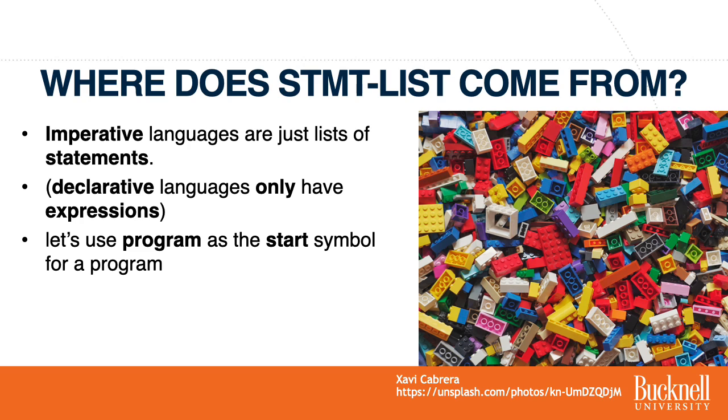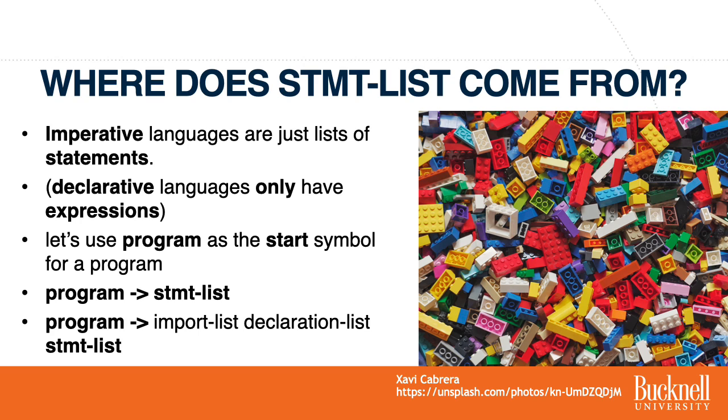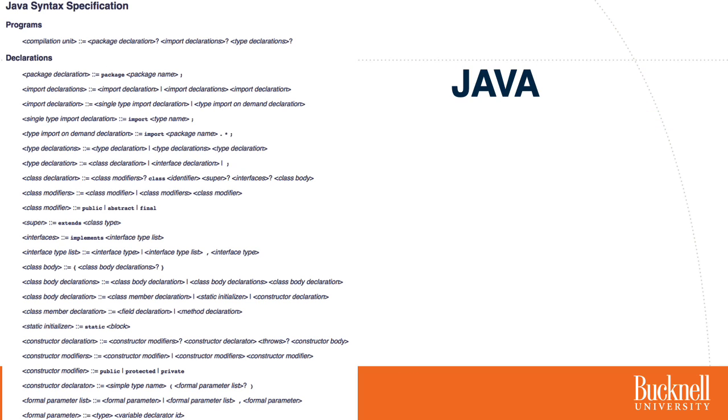Let's say we use program as the start symbol for a program. We could have an imperative language that just allows you to replace the start symbol program with statement list. Some imperative languages may be a little bit more fussy. They may require you to have import statements first or a set of declarations first. Let's take a look at Java.